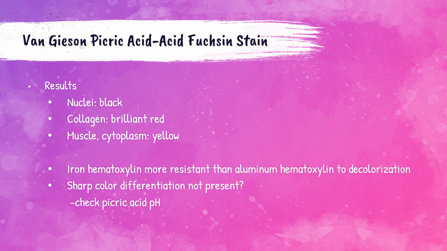If there is no sharp color differentiation between collagen fibers and muscle fibers when using this stain, this means that the saturated picric acid solution should be checked for viability. And an acidic pH solution is vital for this stain.